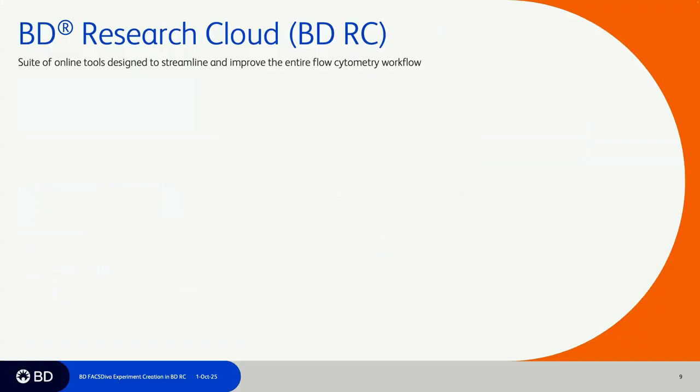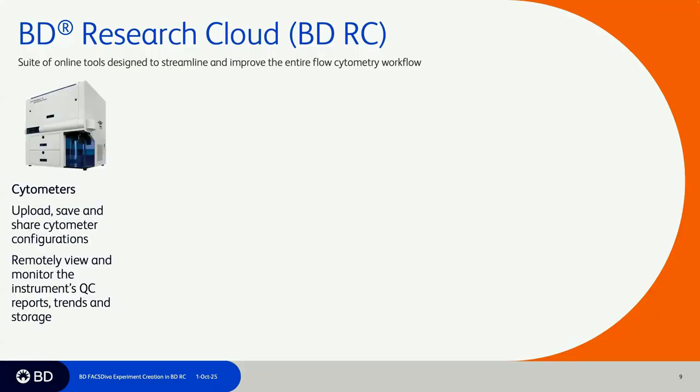All right, so BD Research Cloud, what is it? It's a suite of online tools designed to streamline and improve the entire flow cytometry workflow. Within BD Research Cloud, you can upload, save, and share cytometer configurations, and you can also remotely view and monitor the instrument's QC reports, trends, and storage if connected to RSS, which is the remote support service that's with BD.